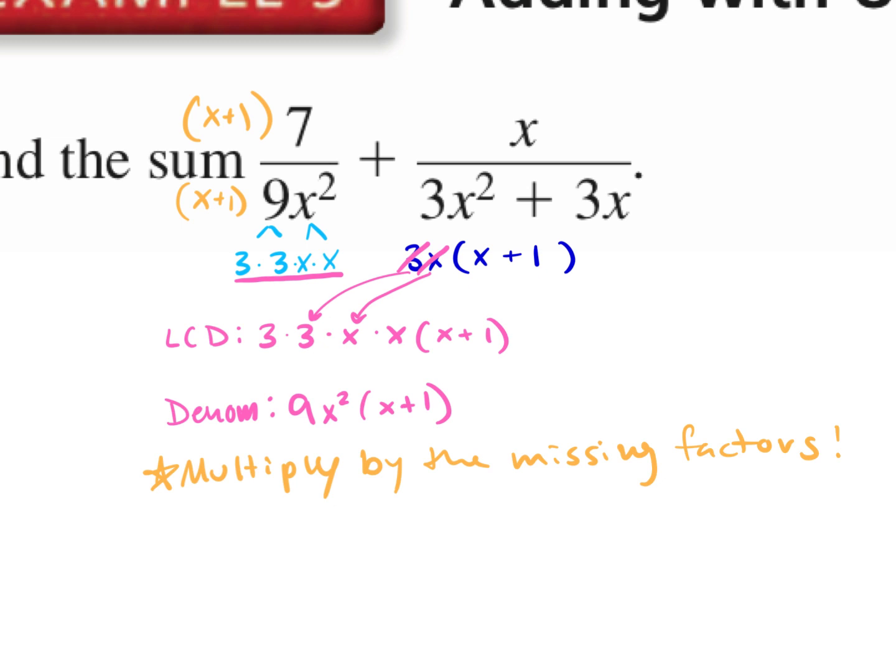Let's do the same thing with the right side here. What am I missing from my group of denominators here, my group of factors? What am I missing that I have here? So I have a 3. I have an x. And I have an x plus 1. So what am I missing? 3 and x. So I have to multiply the top and the bottom by 3x.